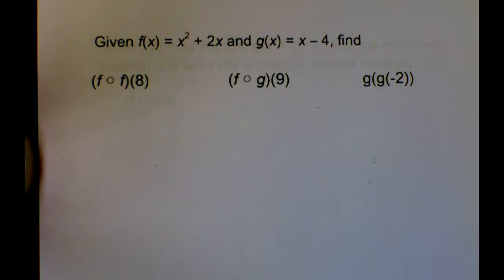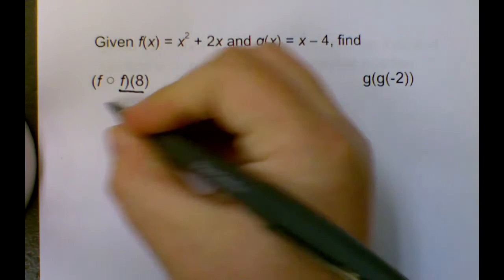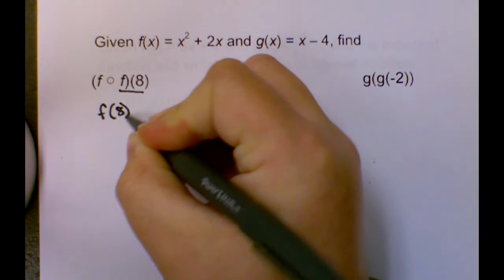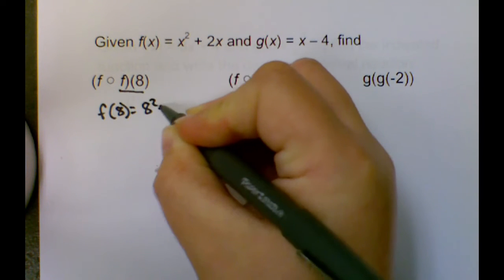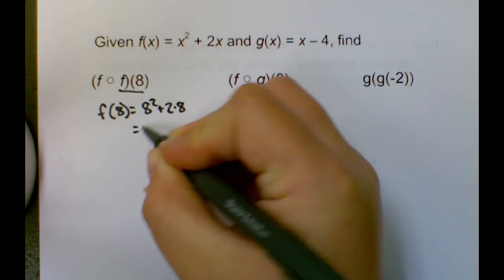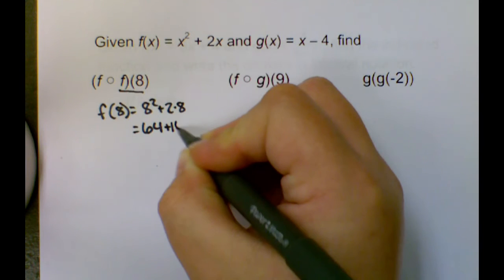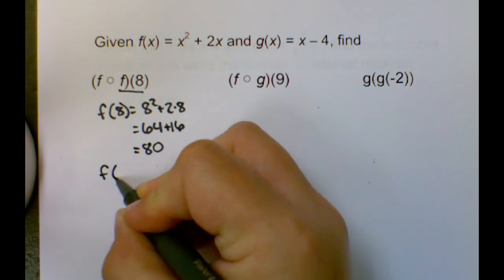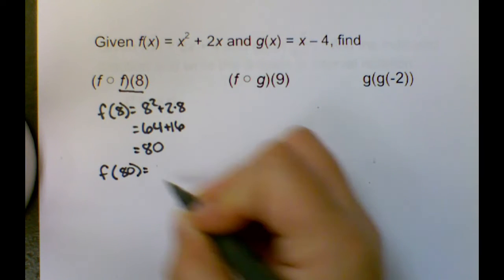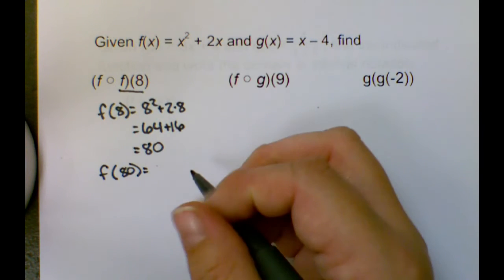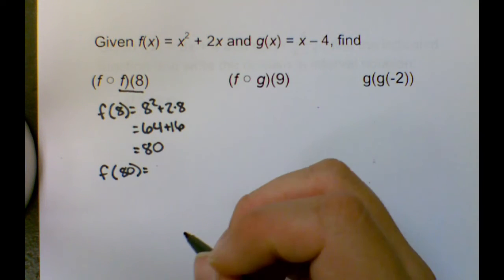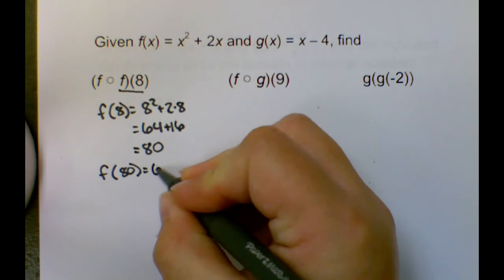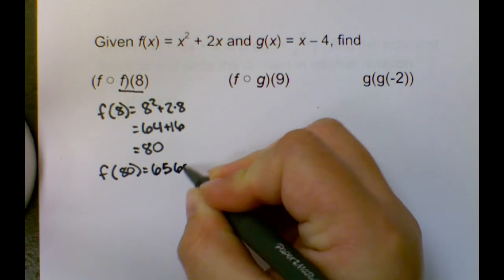Let's try a few more of these. f of f of 8. Well, I start on the inside with my f of 8. I get 8 squared plus 2 times 8, which is 64 plus 16, which is 80. Then I want f of what I just got there, f of 80. Well, I'm going to type this in my calculator. 80 squared plus 2 times 80 is 6,560.